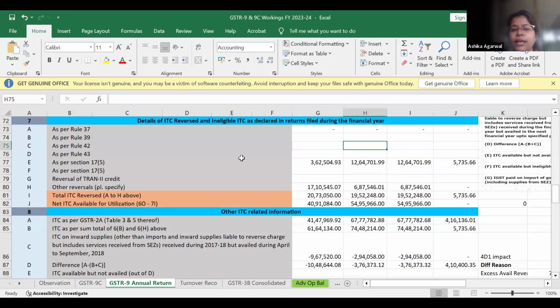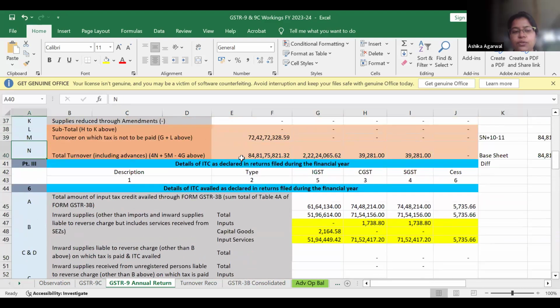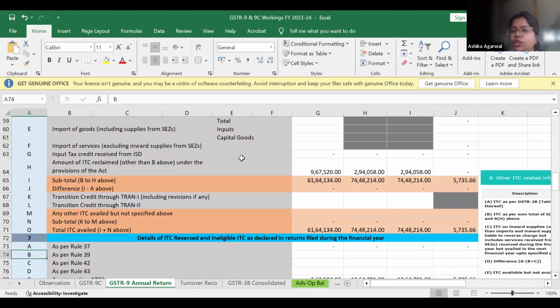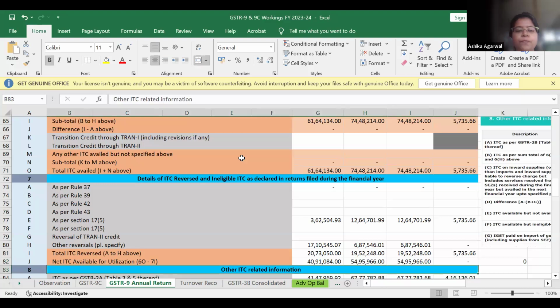So this is what I was trying to say from the table point of view, plus what Hitesh was just now discussing about the ITC availed, which needs to be reported in table 6, and which he said is claimed in 3B, irrespective of whether it belongs to 23-24 or 22-23. All the ITC which you have claimed in 23-24 will be reported in table 6. All the reversal which you did in 23-24 will be reported in table 7, irrespective of which period it belongs to, 22-23 or 23-24.